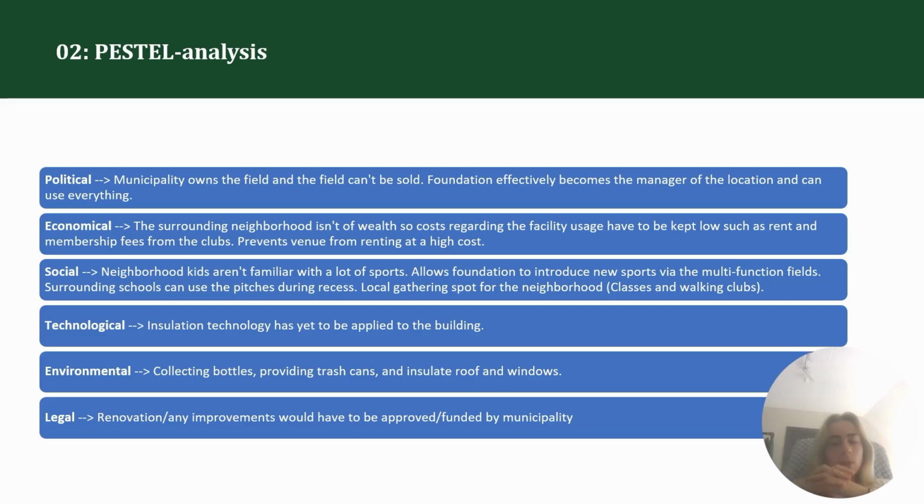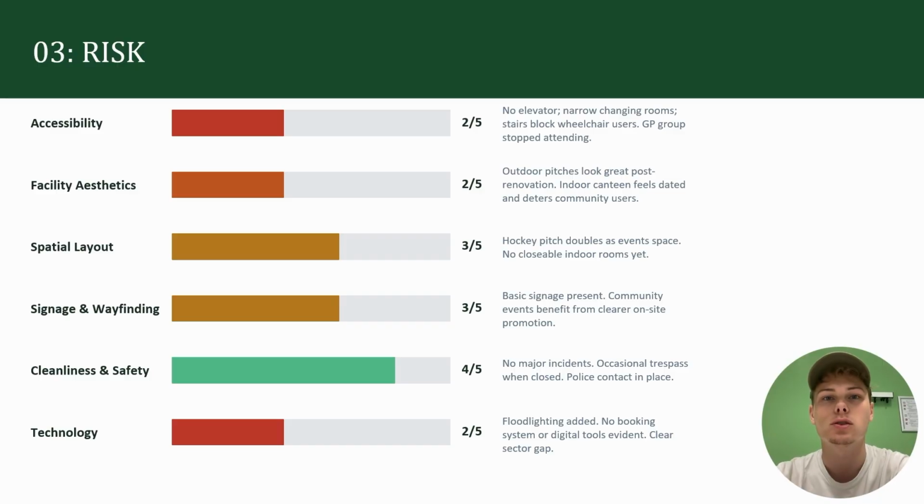Environmental, collecting bottles, providing trash cans, and on the agenda is insulation of the roof and windows. And that brings us to the last point, because renovation and any improvements would have to be approved or funded by the municipality. For the risk analysis, we use the Sportscape model by Wakefield, Blodgett, and Sloan, which examines how the physical environment shapes user satisfaction and behavior.